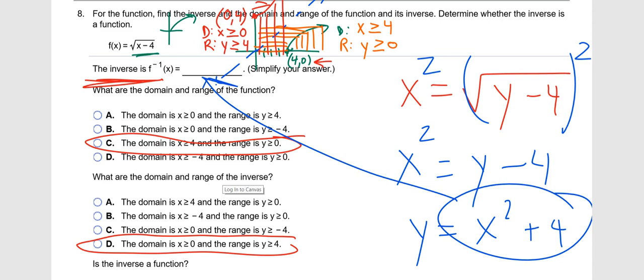Now, tell me what the picture of that looks like. What's the picture of y equals x squared plus 4 look like? What shape is y equals x squared? Parabola, right? And what is the plus 4 doing to it? Looks like it's shifted up 4. Okay? Guess what? That's not the graph of this.